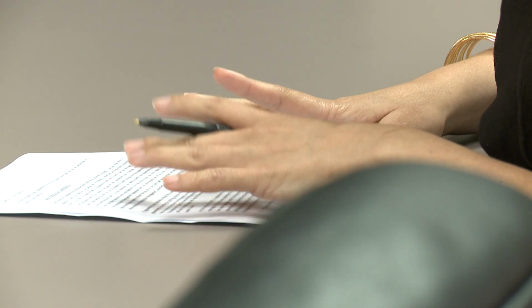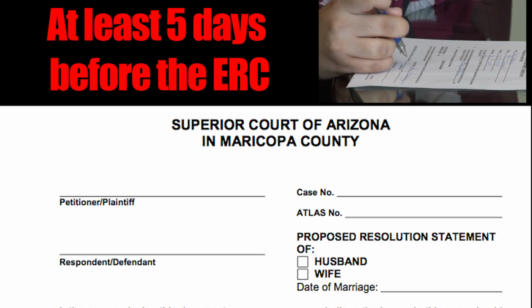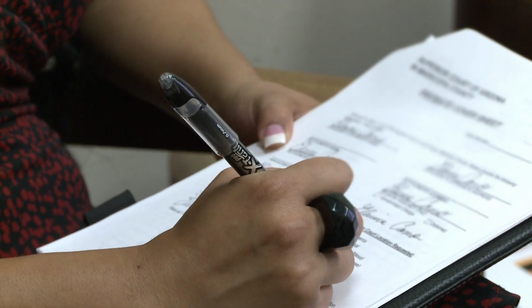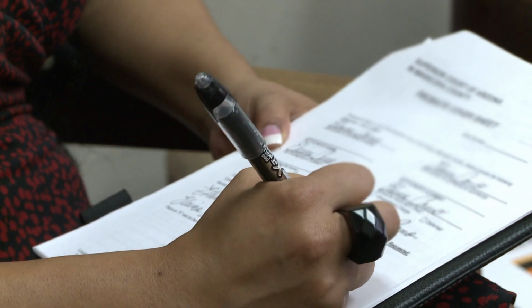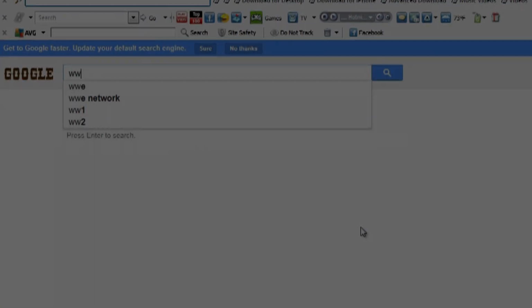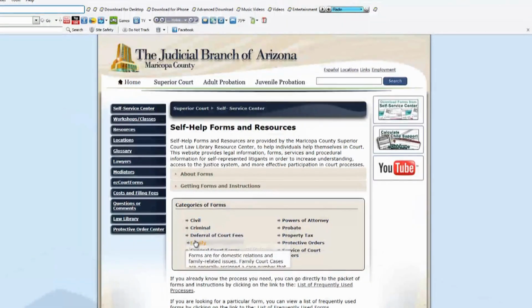The purpose of this face-to-face meeting is for the two of you to try and reach agreements on as many issues as possible. In addition, at least 5 days before your resolution management conference, you must prepare and file with the court a resolution management statement. This is where you identify for the judge in writing any agreements you have reached with the other side and what your position is about each of the issues you do not agree on. You can find the resolution management statement form, instructions that tell you how to fill it out, and what documents you need to attach to it at any of the court's self-service centers and on the court's website. For more information on proposed management statements, you can visit the website that is in your handout.